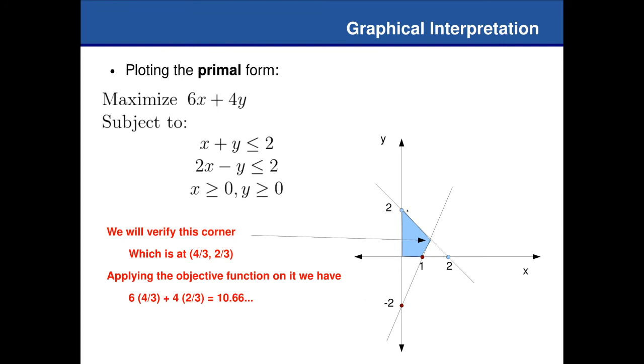If I try to solve my objective function for (0, 2), for (1, 0), and for (0, 0), you will notice that the maximization actually happens here at (4/3, 2/3). This is the result, 10.666 and so on, of my maximization problem. Of course, this is the solution for my objective function.